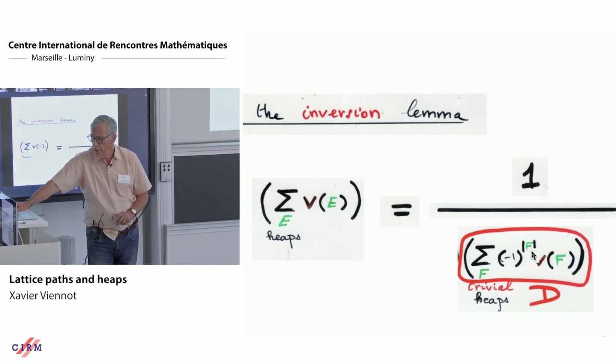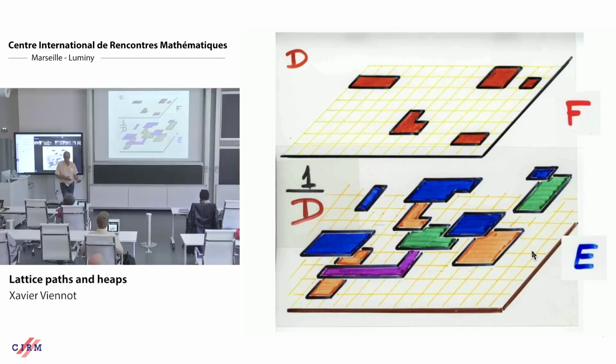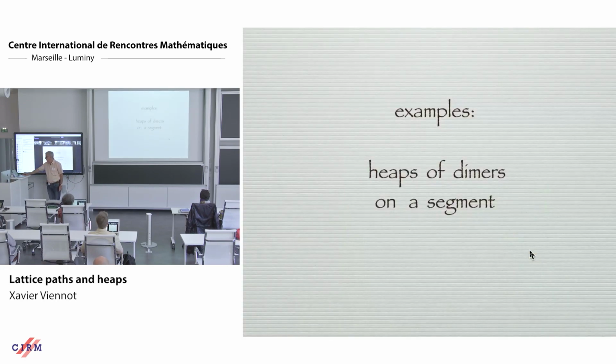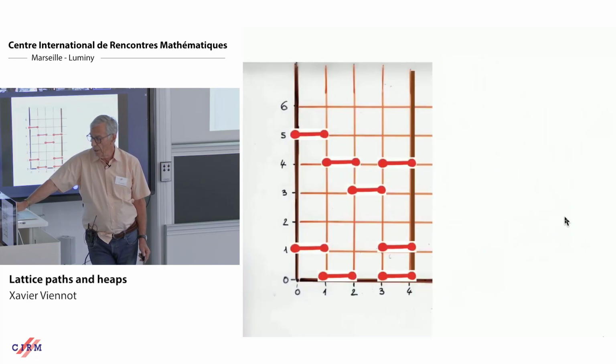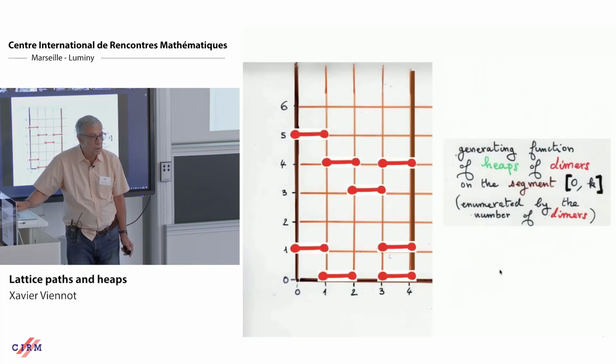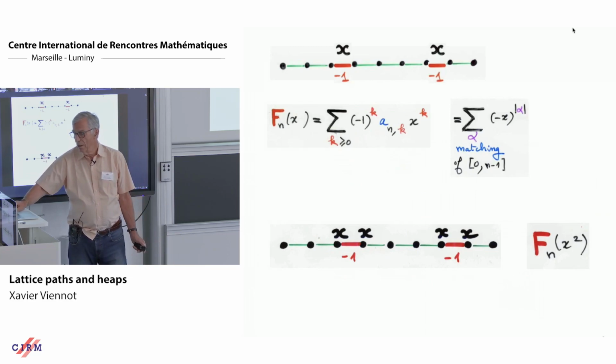So this is the denominator. And you see, philosophically, taking the inverse may mean taking heaps. Heaps is taking the inverse of a weighted generating function. An example, heaps of dimers on a segment, in this even case. So the heaps of dimers on a segment is just the inverse of trivial heaps. And trivial heaps of dimers is this, a trivial heap of dimers.